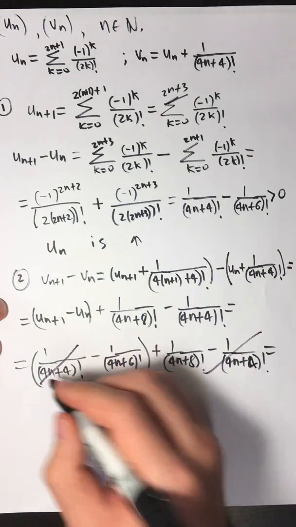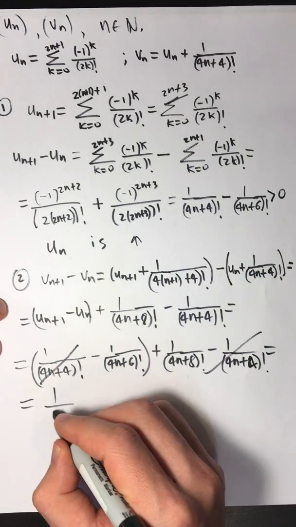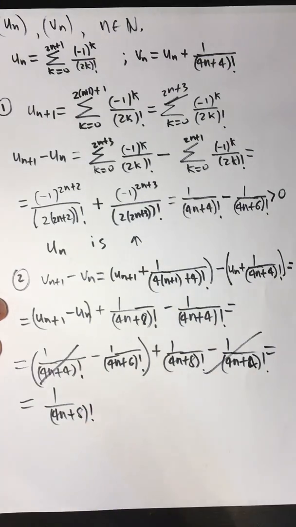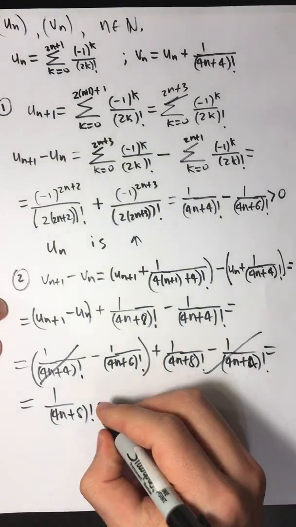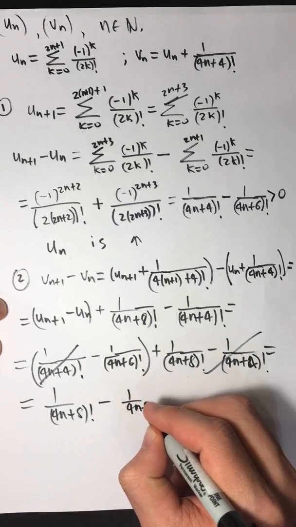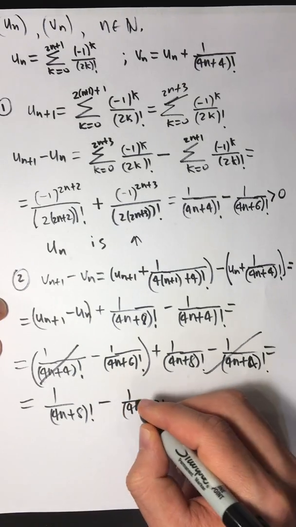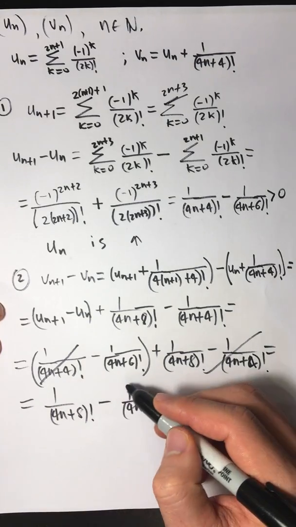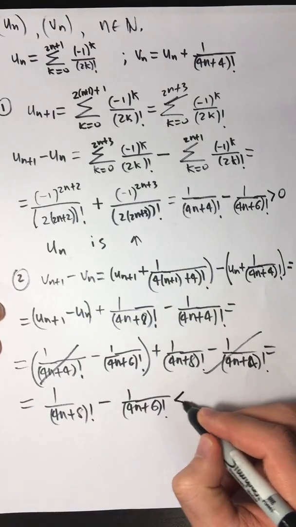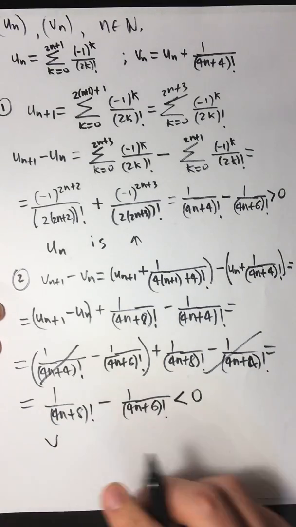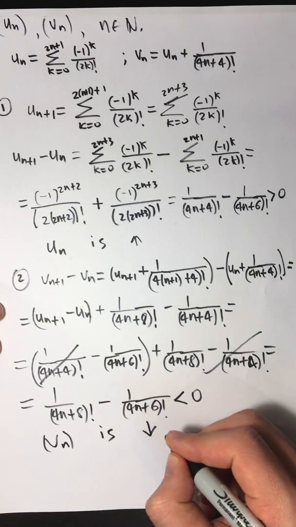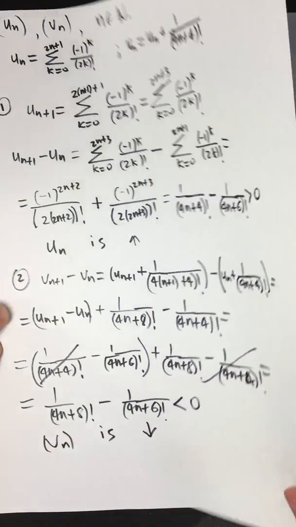Best part, cancellation. And now you have 1 over 4n plus 8 factorial minus 1 over 4n plus 6 factorial. Okay, now which fraction is bigger? This one is smaller, this one is bigger, that's why it's less than 0. So Vn is decreasing.